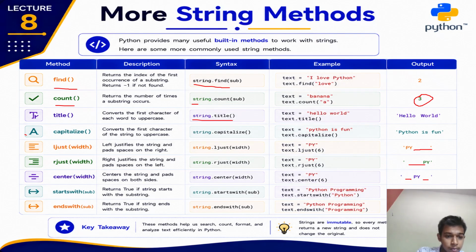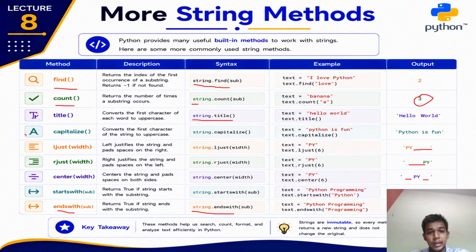Now the last one is endswith. Here is its syntax, and it is totally the opposite of startswith. It returns True if the string ends with the given substring. Now the text is text equal to Python programming. Now it is checking whether it ends with programming or not. So it ends with programming, so it is True.